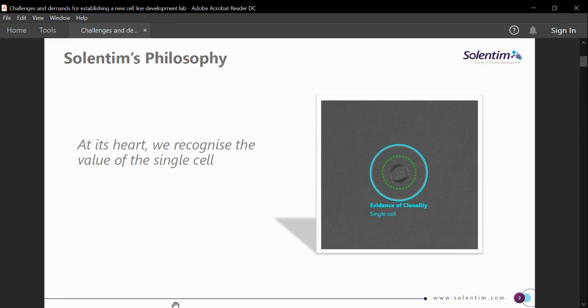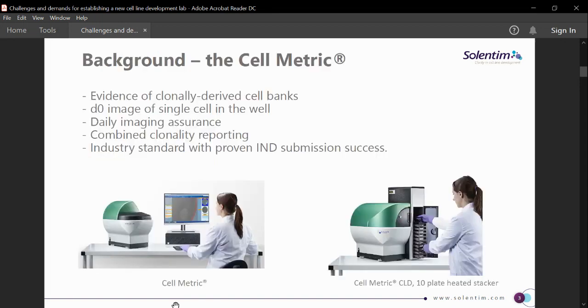Solentum's philosophy is, at its heart, we recognize the value of the single cell. The cell metric provides evidence of clonally derived cell banks, captures day zero images of single cells in the well, offers daily imaging assurance, provides combined clonality reporting, and is the industry standard with proven IND submission successes. You can see the cell metric on the left and the automated plate loader on the right.